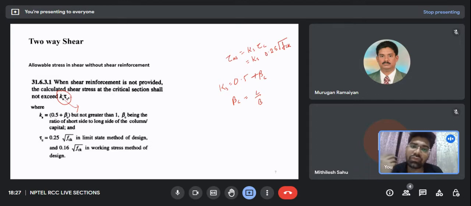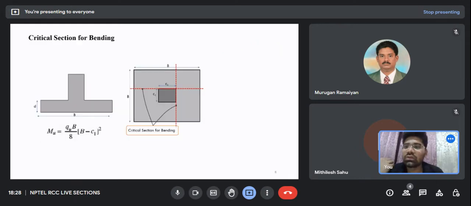So now you have the forces as well as the resisting capacities. Based upon that, you can design the footing. And last but not the least is the critical section for bending. Here you can see the critical section for bending is at the face of the column. So it is quite obvious.